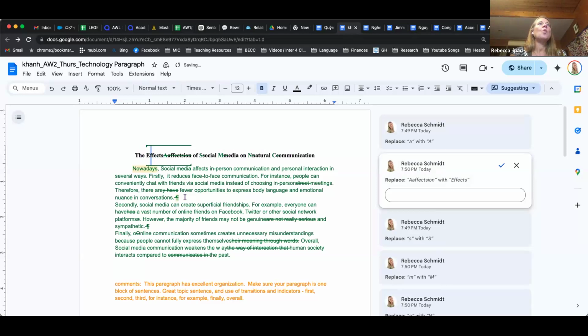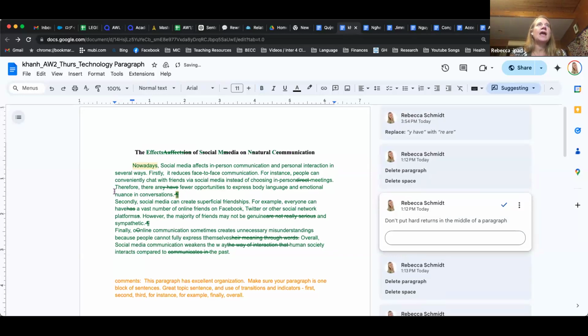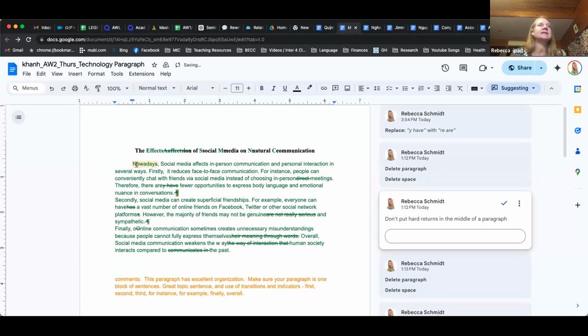Second, one paragraph means everything is connected. You don't put hard returns in the middle of the paragraph. And you want to indent.